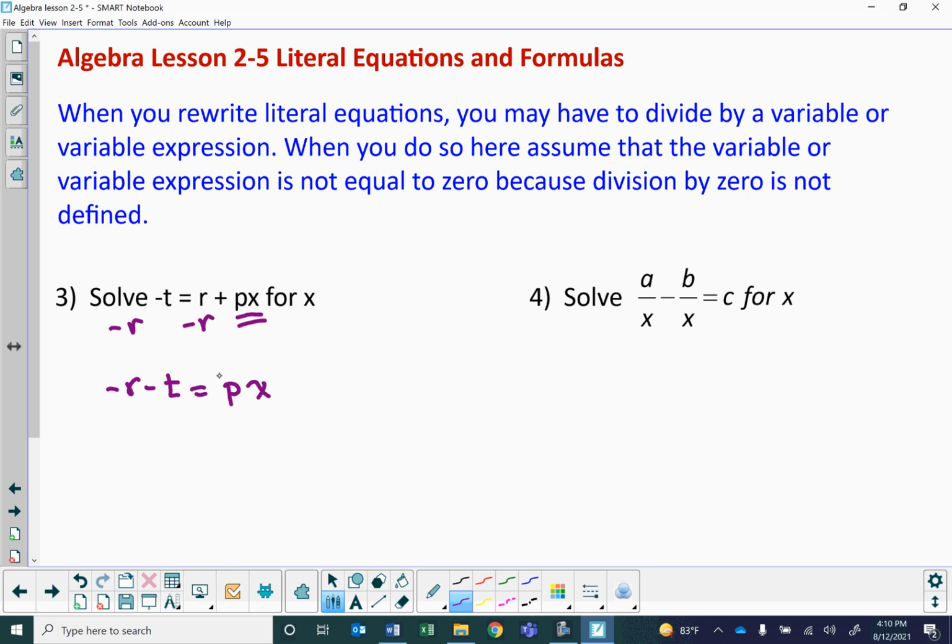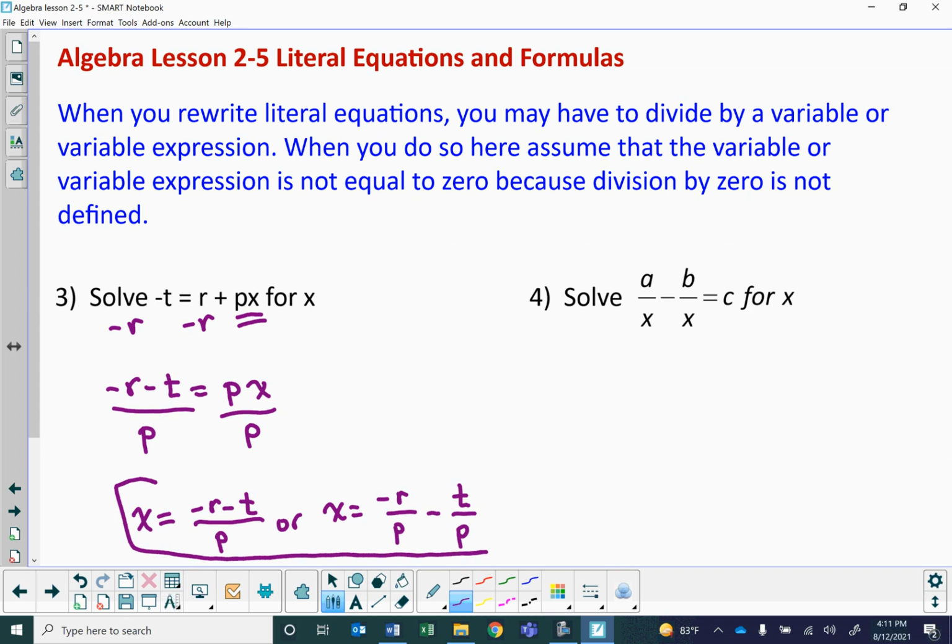I need to solve this for x, so I'm going to divide by p. And if I divide by p here, I have to divide everything by p. So x equals negative r minus t all over p, or if I separated it, x equals negative r over p minus t over p. Either way is correct. Either way is fine. Some people prefer the first way I wrote it. Some people prefer the second way I wrote it. It really doesn't matter. Both of them are correct.